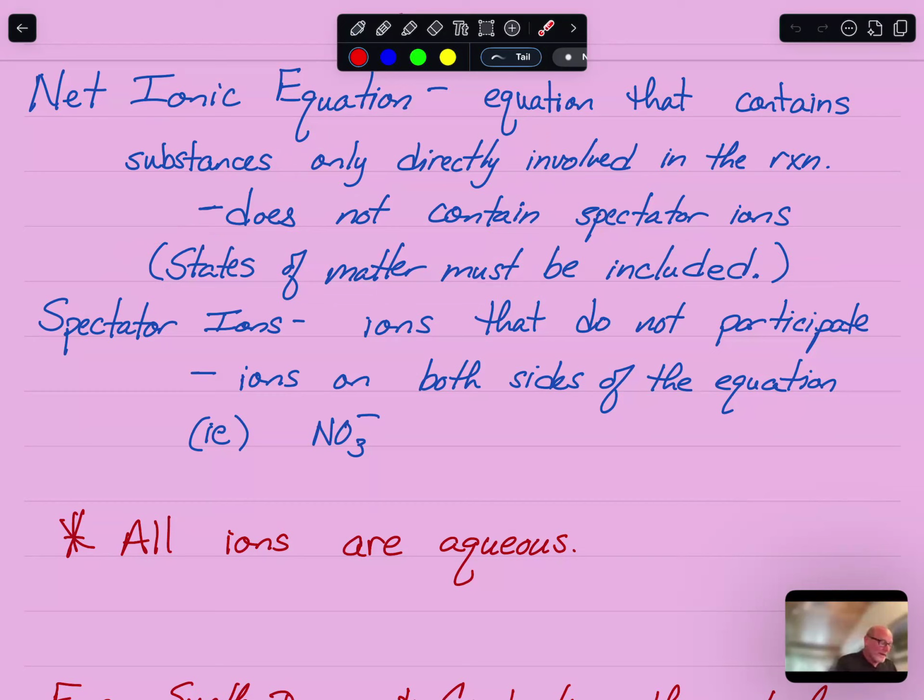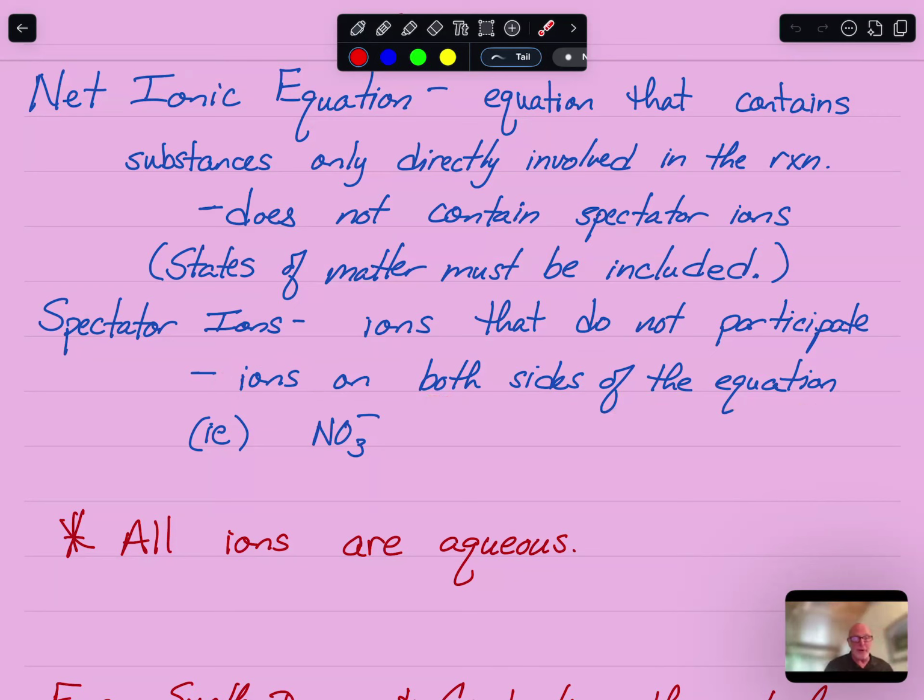All right. This does not contain things called spectator ions. Spectator ions are a vocab word that you all wrote down. These are ions that do not participate. So what did they do? They merely brought the other ions to the party. So these are going to be ions that are on both sides of the equation.